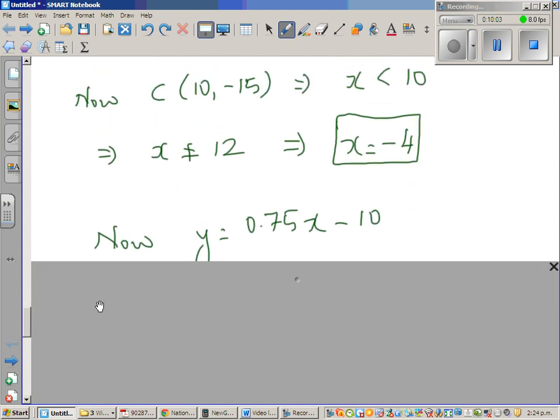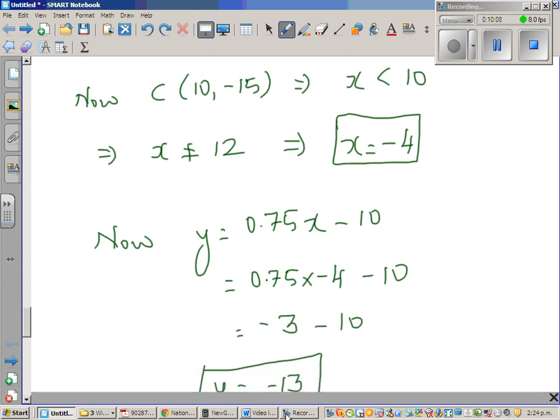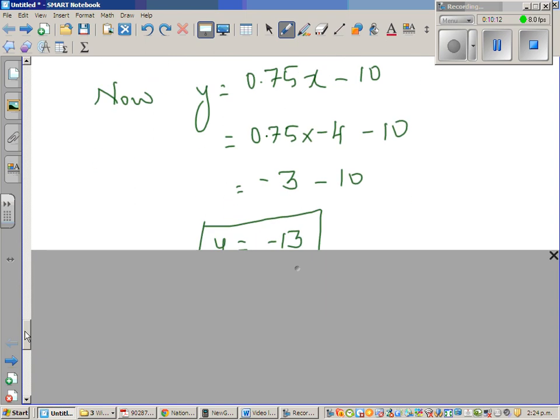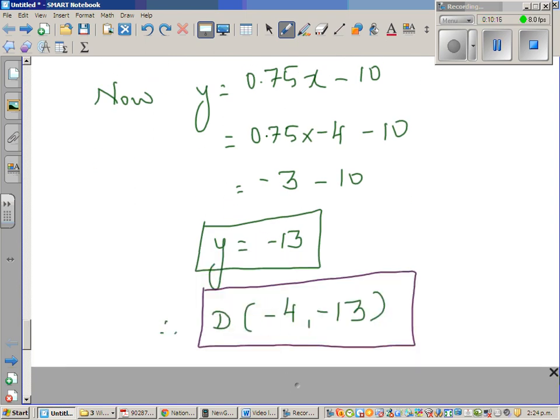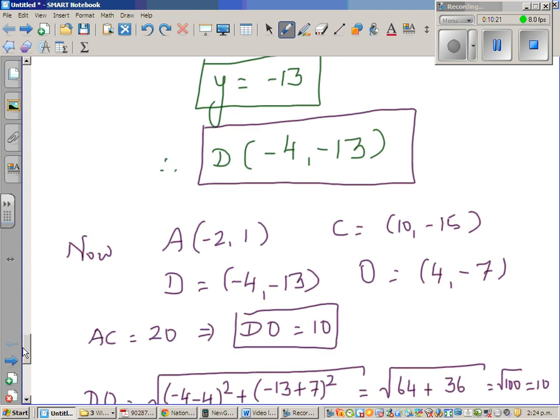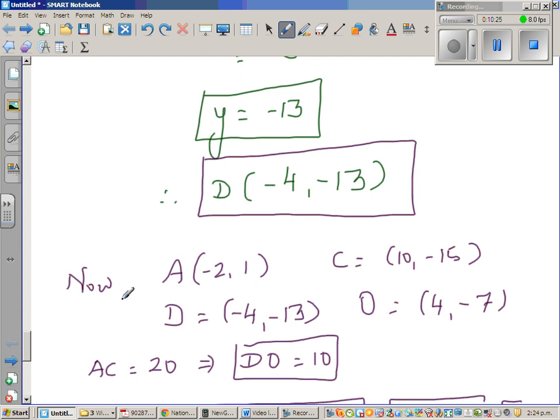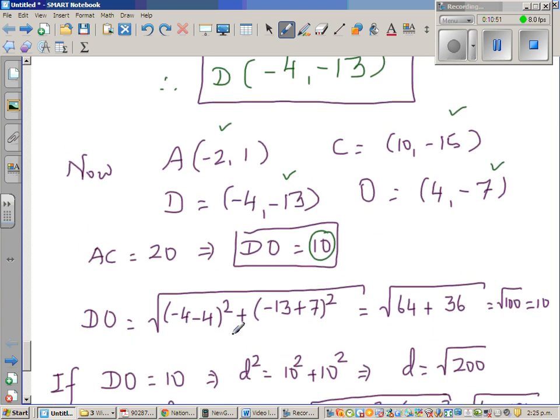If x is negative 4, you can find y by using this formula, and y is negative 13. So the coordinates of D are (-4, -13). Now, it's always good to check your answer. This is an excellent question, so always check your answer. We know A is (-2, 1), C is (10, -15), and O we already found is (4, -7). We already know that DO is 10, so can we use this answer for D to get 10? DO is the square root of (-4 minus 4) squared plus (-13 plus 7) squared, using the distance formula. This is (-8) squared, which is 64, and (-6) squared, which is 36. That gives the square root of 100, which is 10.